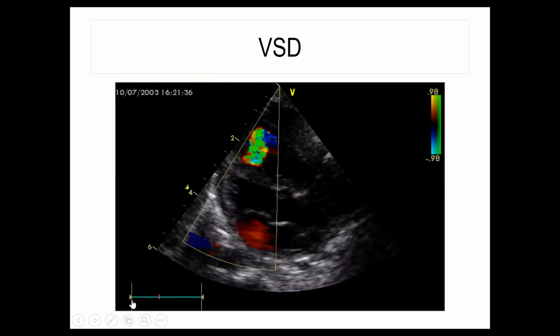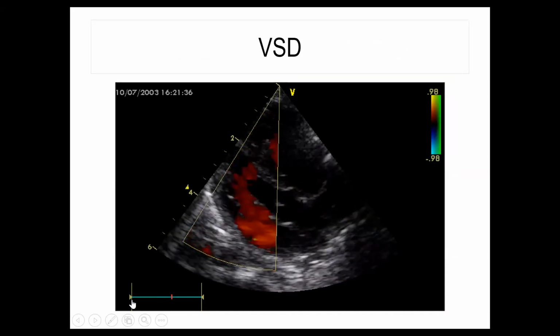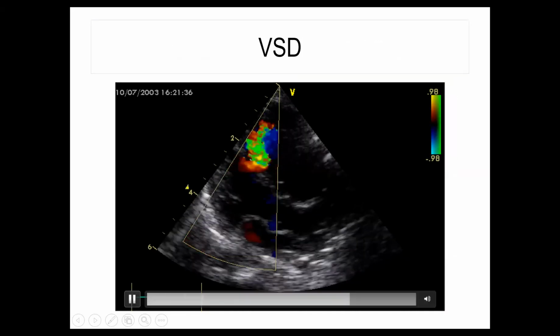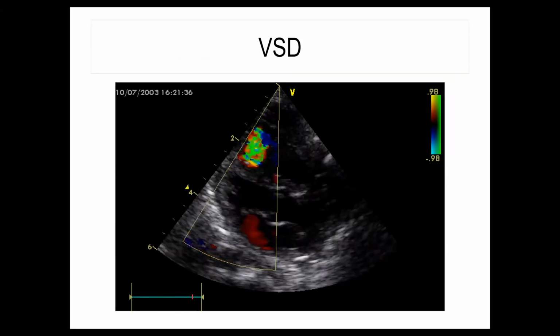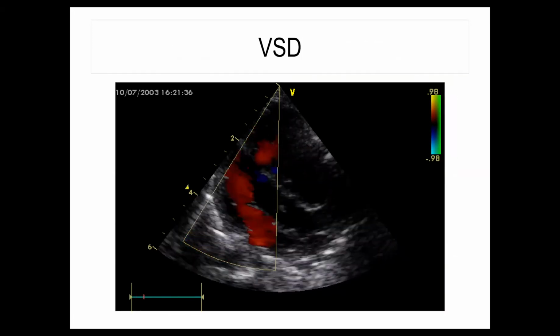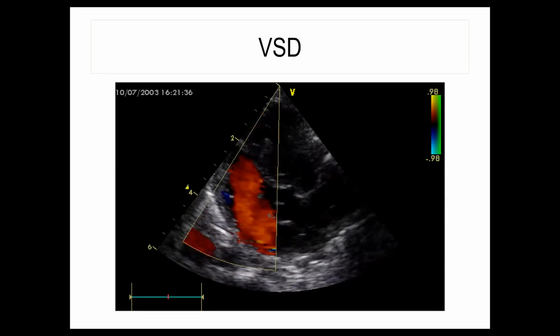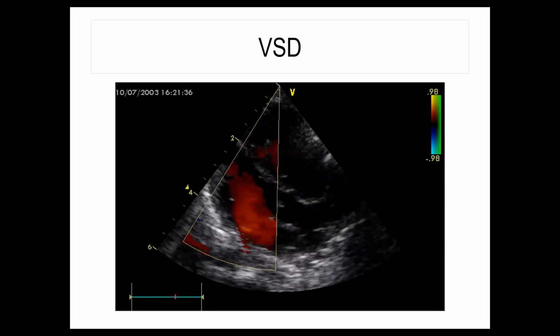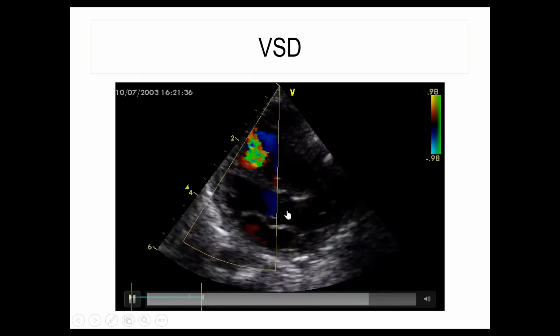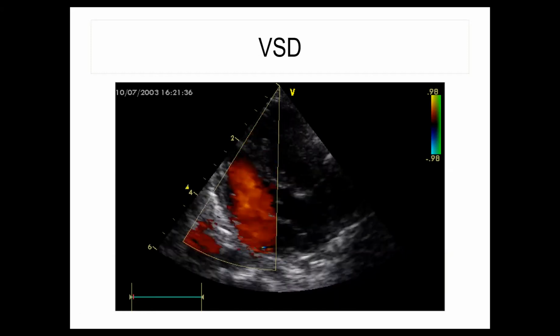Now, what kind of VSD is this? Muscular, sir, as you explained. What muscular? Mid-muscular, outlet mid-muscular. Sir, why is it outlet, sir? Aorta is seen? Yes, it is very simple, sir, actually.